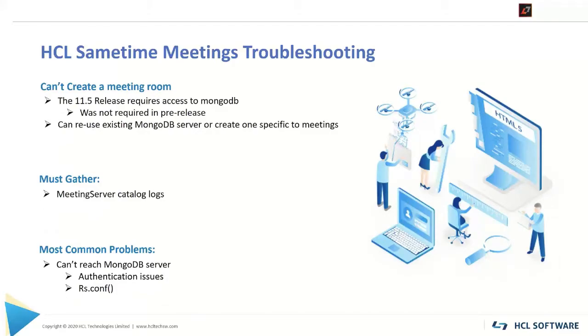Once we get authenticated, the next thing we want to be able to do is create our own custom meeting rooms, or we're not getting the list of meeting rooms back on that home page. The most common issue there is related to the meeting server being able to access MongoDB. And I bring this up really specifically for this page because this wasn't required in the pre-release. So if you've been reusing the pre-release and you're updating to the new one, this is a new requirement that stumbles a few people. So let's just make sure it's there.